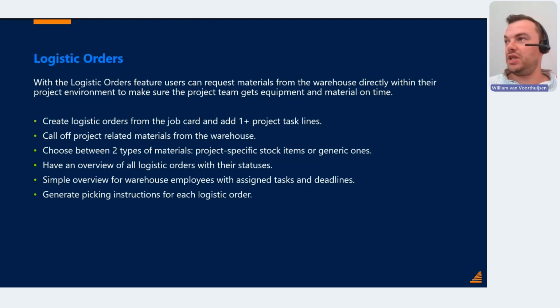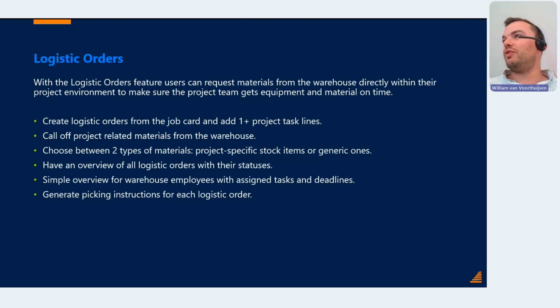where you can basically request materials from the warehouse for your construction sites, with either just your generic stock items, or project specific stock items. You can create those logistic orders from the job card with the planning lines, or you can simply, of course, create a new logistic order as a starting point as well. And with that, like I mentioned, you can call off the project related materials from the warehouse, and you can choose between the project specific or the generic stock you have.